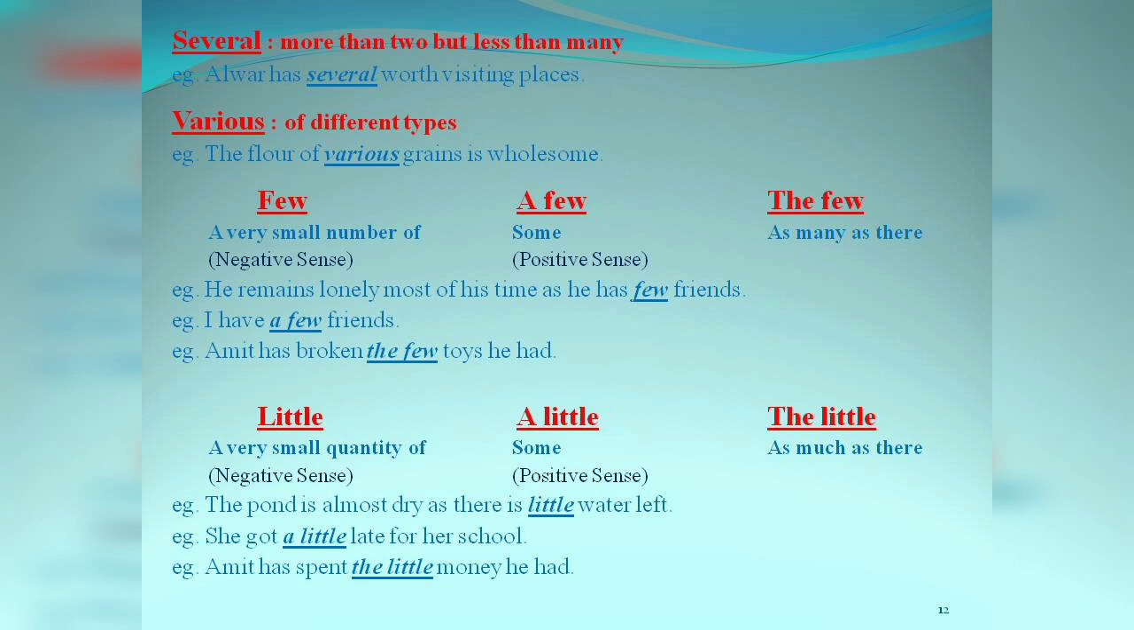She got a little late for her school. The sense is positive, therefore a little. Next sentence, Amit has spent the little money he had. Money is uncountable and the term rupees is countable. Amit has spent the little money he had. Here the sense is as much as there, therefore the little.